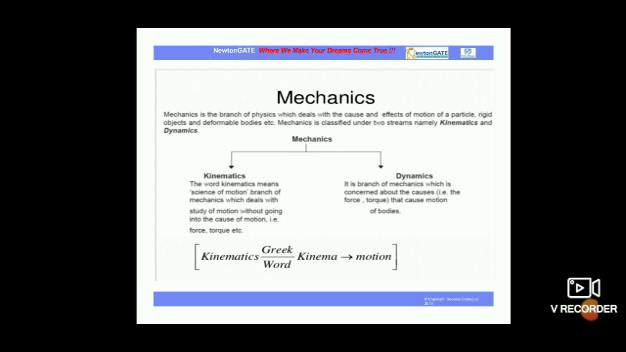The word kinematics means the science of motion. It is the branch of mechanics that deals with the study of motion without going into the cause of the motion, that is, torque, force, etc. But dynamics is a branch of mechanics which is concerned with the causes, that is, the force and torque that cause motion of the bodies. So we are not interested in dynamics. In this video, we will go through kinematics. Kinematics is derived from a Greek word that means motion.